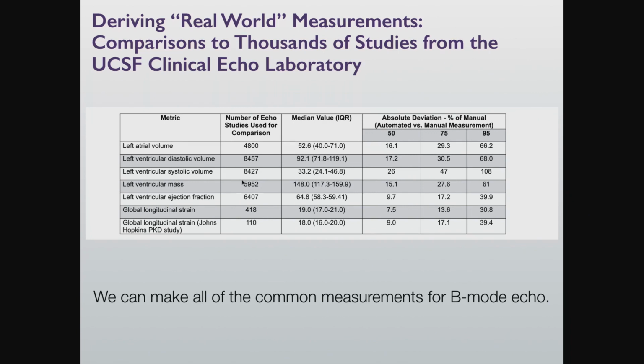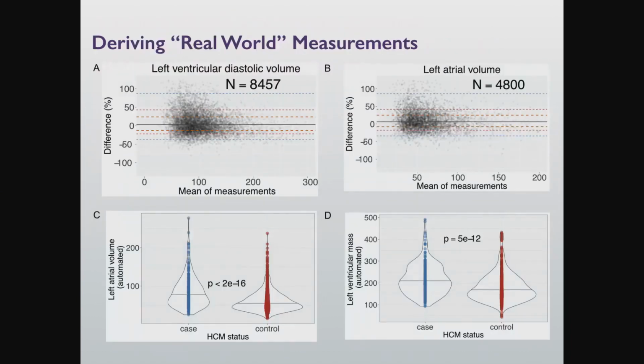I think it's interesting in terms of thinking about how close one can get. And one of the things we found is that when there were big deviations, so these are Bland-Altman plots, almost always the manual ones were wrong.